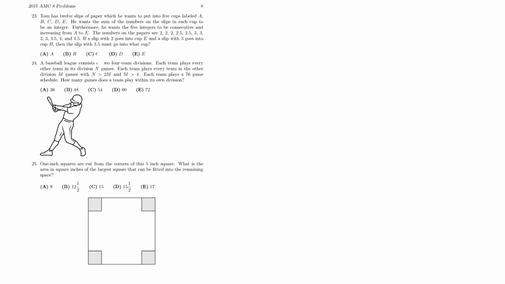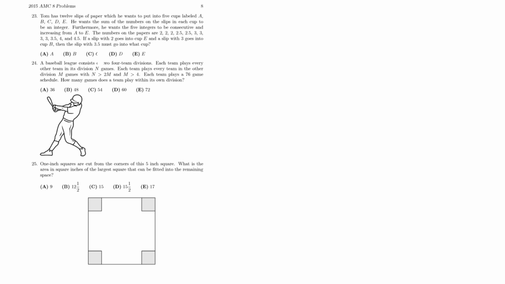Number 23. Tom has 12 slips of paper, which he wants to put into 5 cups labeled A, B, C, D, E. He wants the sum of the numbers on the slips in each cup to be an integer. Furthermore, he wants the 5 integers to be consecutive and increasing from A to E. The numbers on the papers are 2, 2, 2, 2.5, 2.5, 3, 3, 3, 3, 3.5, 4, and 4.5.